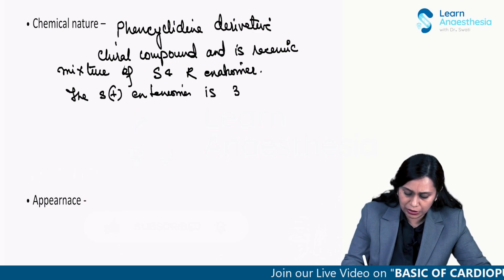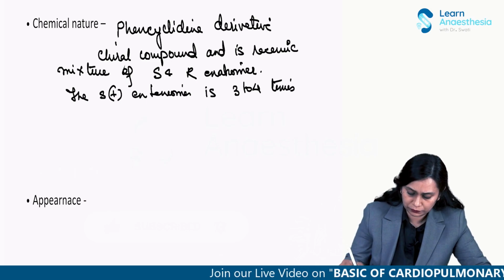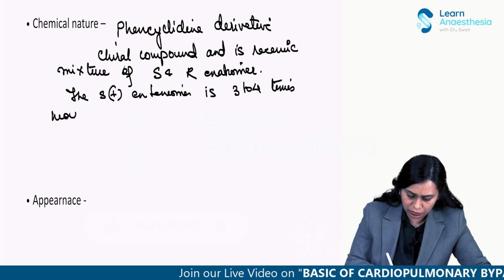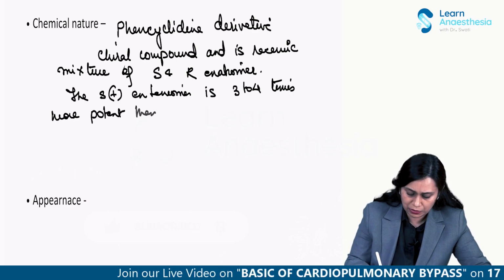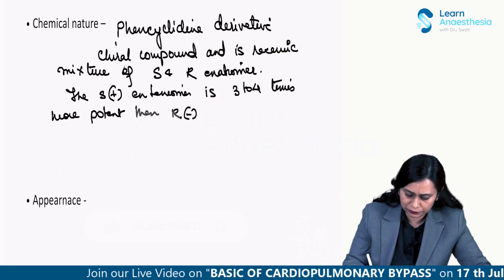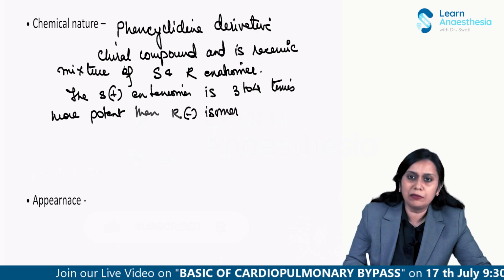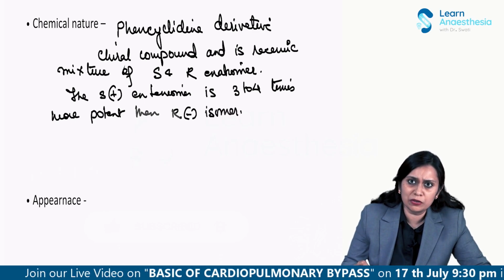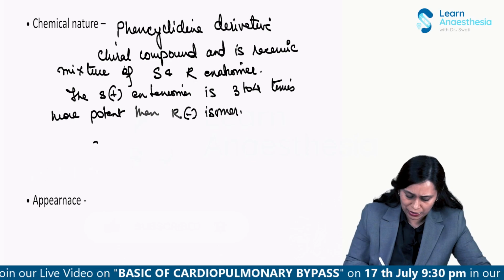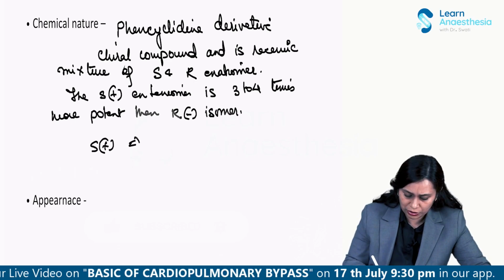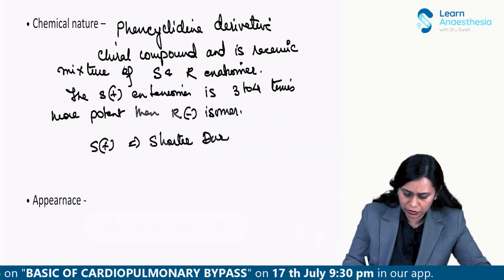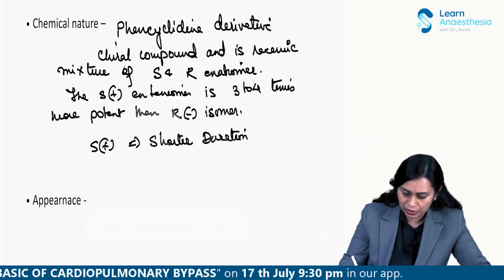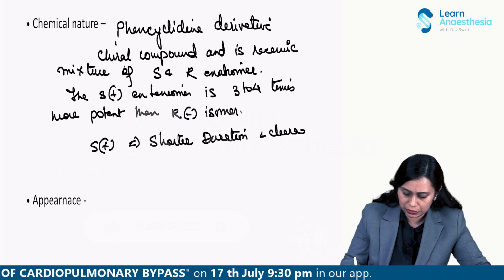The S enantiomer is 3 to 4 times more potent than the R isomer, and metabolism of the S isomer is also fast. So S has a shorter duration and is cleared more rapidly.